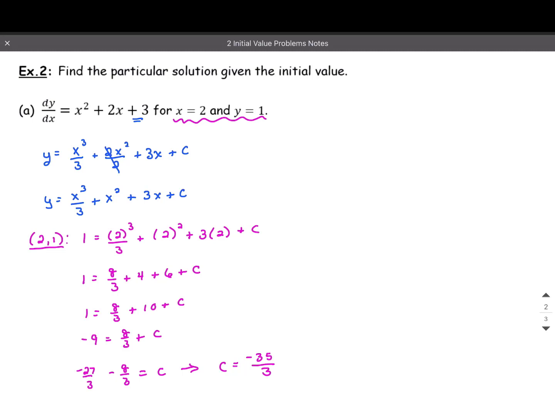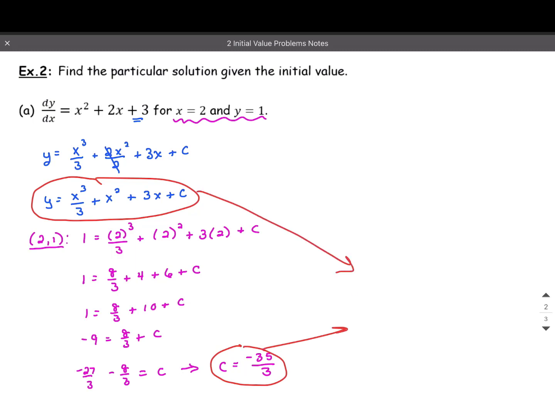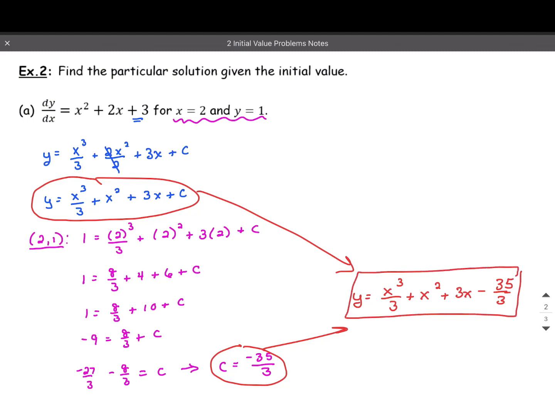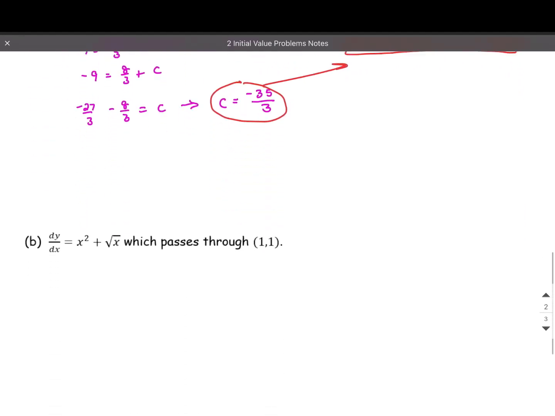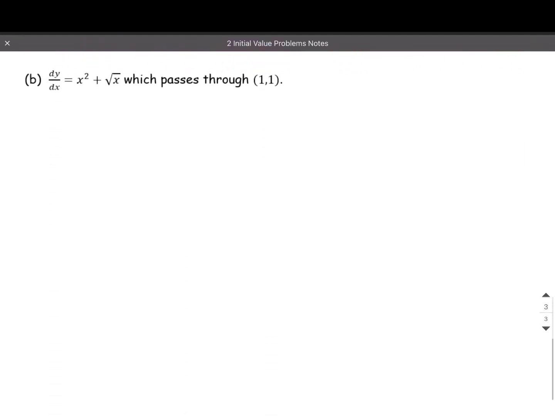Now remember, we're not done. We need to take this general solution with this c value, put them together, and we have y equals x to the 3rd over 3 plus x squared plus 3x minus 35/3. This is our particular solution. One more. See, we're getting off easy today, only 3 problems.